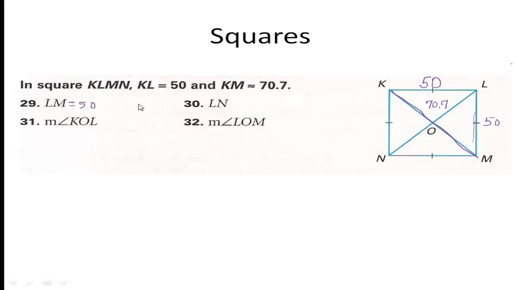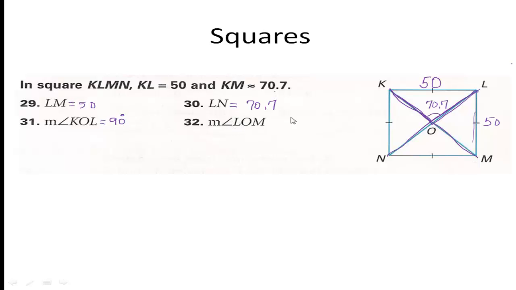Now they want us to find LN. Here's LN. LN is that other diagonal from here all the way down here. Since this is a square, the diagonals are congruent. That means that LN will measure the same thing as the other diagonal, 70.7. The measure of angle KOL, this is angle KOL. That's this angle here, and we know in a square that the diagonals are perpendicular. That means that this angle is 90 degrees.